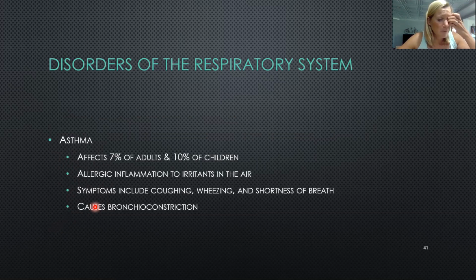Okay, I think I have two disorders of the respiratory system to talk about. Asthma, I think, is an interesting one. It's pretty common. Asthma affects about 7% of adults and 10% of children. You can have it as a child and grow out of it, or you could not have it as a child and develop it as an adult. So just because you had it one time versus the other doesn't mean that you're going to always have it. It can be related to an allergic inflammation or irritants in the air. So maybe you only experience it as it relates to allergies, for example.